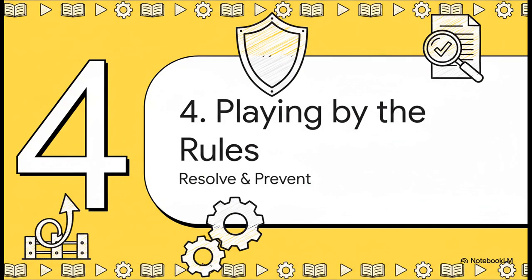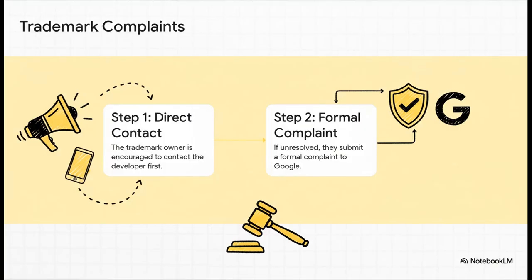Okay, so we know what not to do. But what happens if someone accuses you of infringement? And more importantly, how can you prevent it from happening in the first place? Let's talk solutions. So, what happens when a trademark complaint comes your way? Well, it doesn't always go straight to Google. The policy actually encourages the rights holder to contact you, the developer, directly first. This is your chance to resolve it before things escalate to a formal complaint with Google.